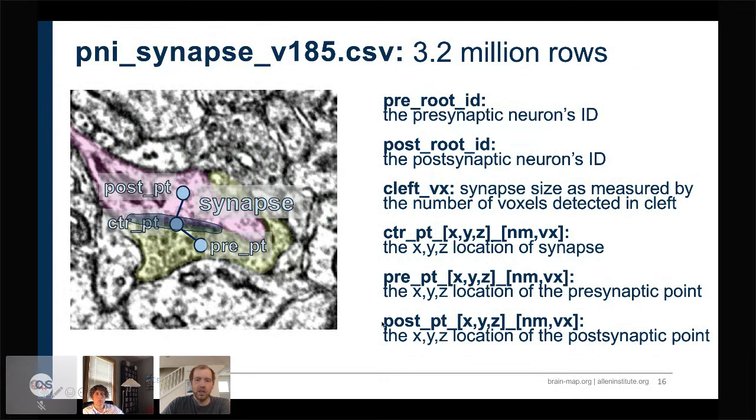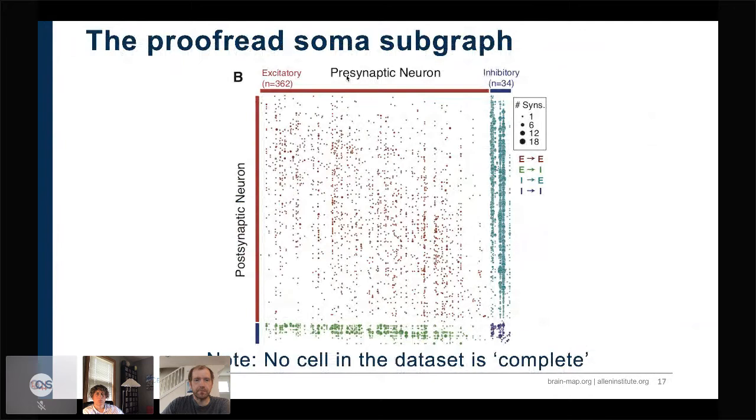And then there are positions expressed in X, Y, and Z in nanometers and voxels for each of these three points that you can use. And this table that's available on the website has 3.2 million rows because it represents all of the synapses that were detected in the data set. So if you mash up these two tables together, you can create a matrix. So here's an example of one of the matrices.